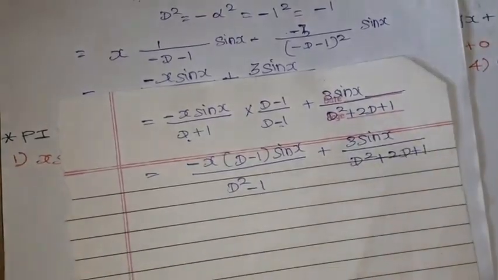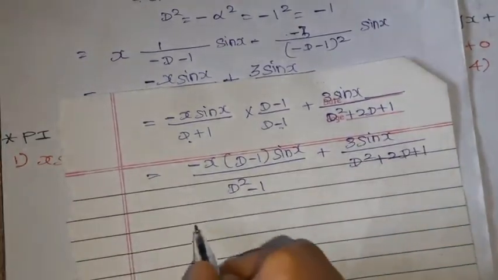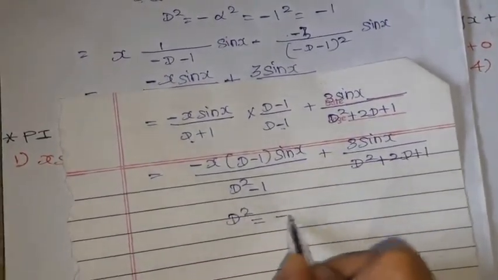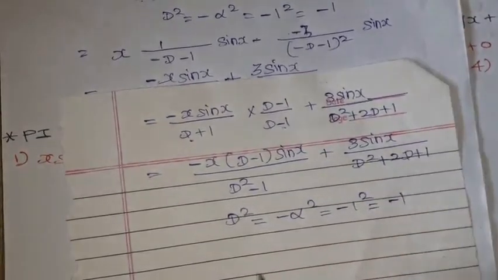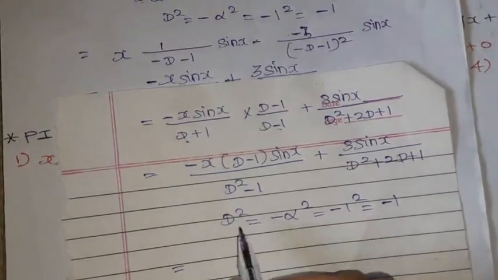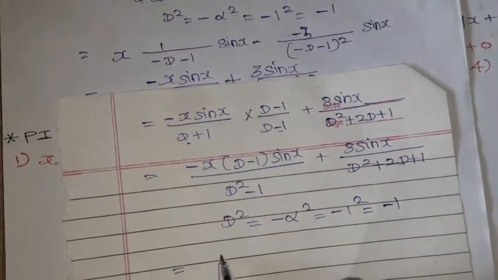Then what is the next step? We should replace d squared equal to minus alpha squared again. So d squared equals minus alpha squared, equals minus 1. Alpha is nothing but 1 here, the coefficient of x in sin x. So d squared equals minus 1. Just substitute minus 1 in place of d squared. Okay, in the numerator multiply by d minus 1.